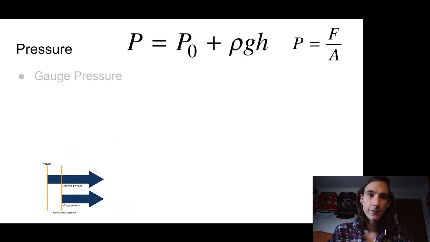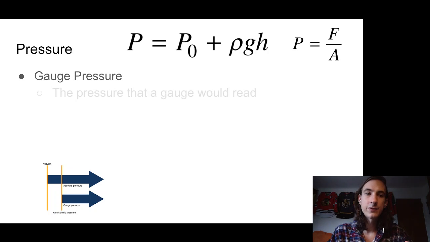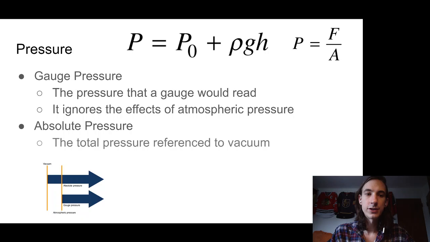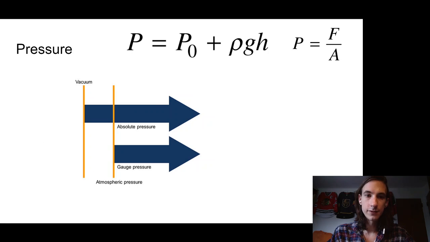And then when we were defining pressure, there were two terms that were kind of confusing. We have gauge pressure, which is the pressure that a pressure gauge would read. We'll get to that more in a second. So it's really just ignoring the effects of atmospheric pressure. And then absolute pressure is the total pressure referenced to a vacuum. So we'll come back to this in a second. I just have a little analogy to help us out with that. So here's a little picture again. We'll come back to it in a second.